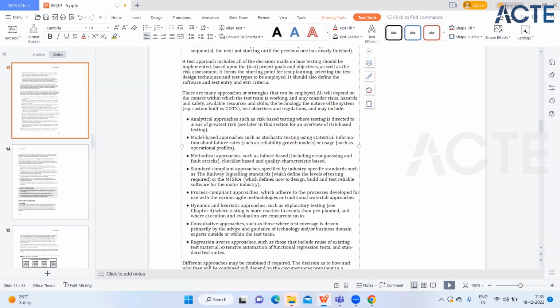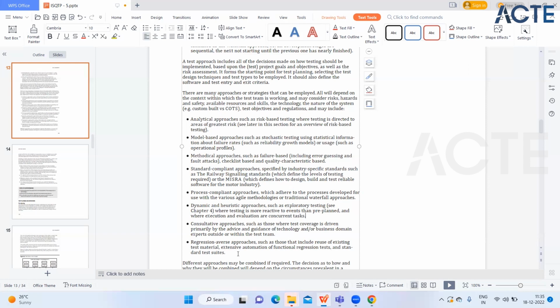And after that, last one is this regression-averse approach, such as those that include reuse of existing test material, extensive automation of functional regression tests, and standard test suites. So regression is like we have already prepared everything, and after that we again want to use the same thing. So for that we are just following this regression-averse approach.